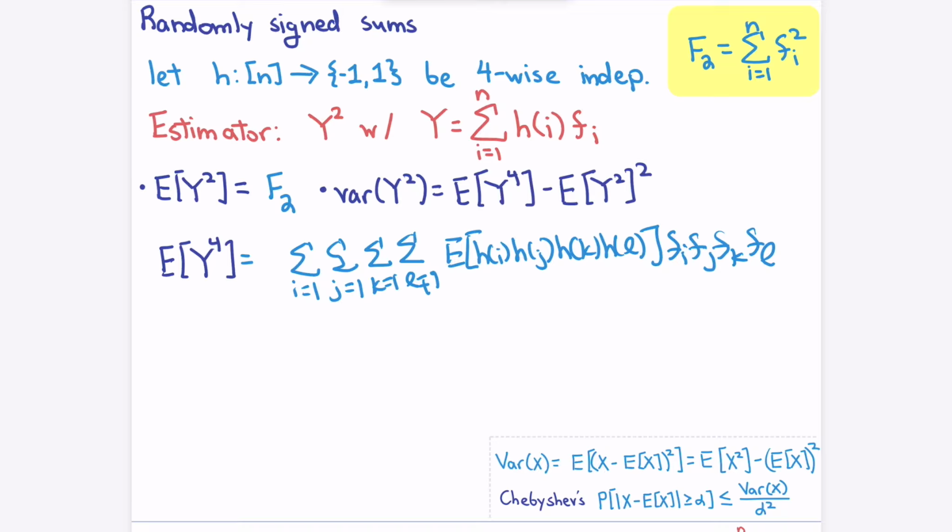All right. So let's look at each of these almost on a case by case basis, right? There are different ways that the HI, HJ, HK, HL can be distributed because they might be the same. I might be equal to J, K might be equal to L. Maybe they're all the same. Maybe they're all distinct. So we're going to look at each of those separately.